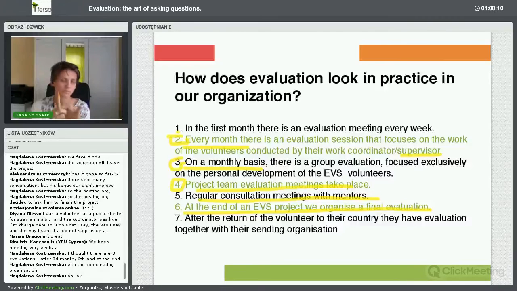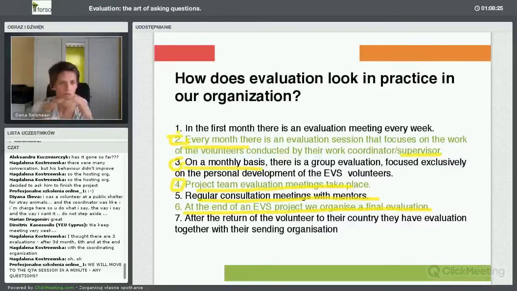But we are trying to cover basically how the process was, how the learning was, how the work was organized, what competencies you achieved. And it's also a time of closing the project, also to say goodbye to the other volunteers and to us. And of course, after they return to their country, they have an evaluation together with their sending organization. And from the perspective of the sending organization, we get the report on how it was.